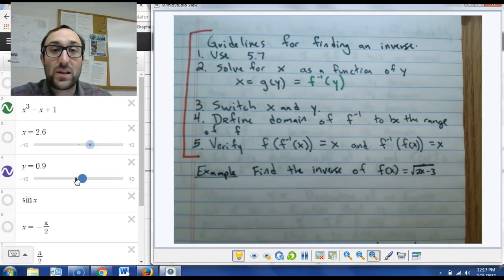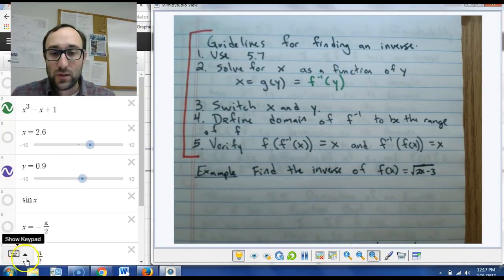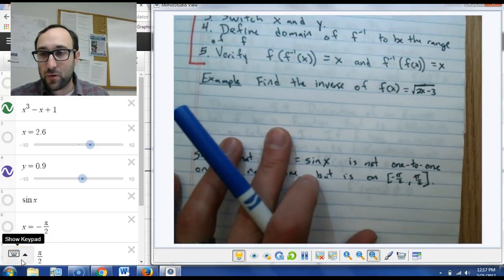There you go. There is an inverse as well. And then number 5, verify f of f inverse of x equals x, and then f inverse of f of x equals x as well. So you can just plug some stuff in, and there you go. All right. So now let's do this example right here.